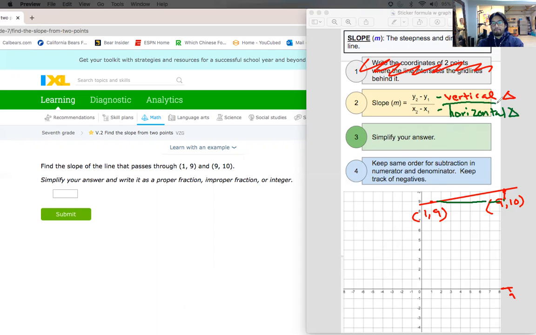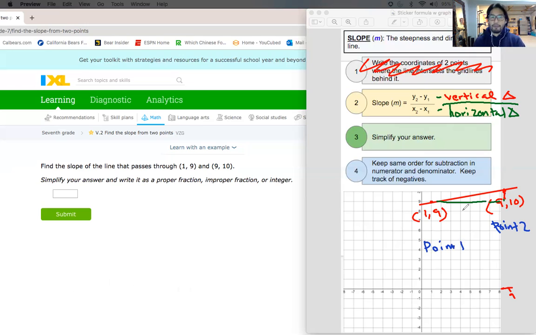Divide these two. Okay, so the y coordinate of point 2 minus the y coordinate of point 1. Again, you can always just decide which point you want to make point 1 versus point 2, but I'm going to call this 9, 10 point 2, and 1, 9 will be point 1 for me.